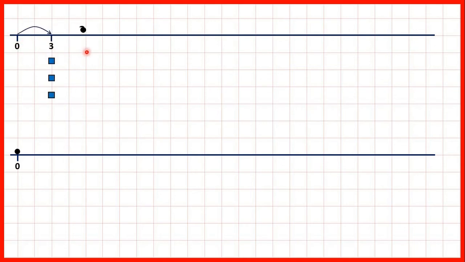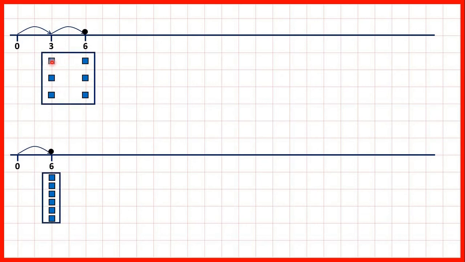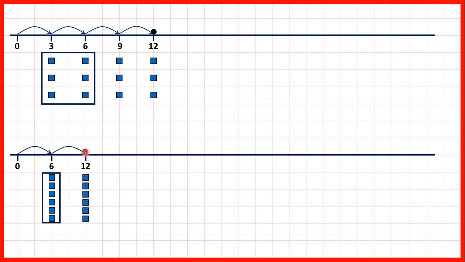So we have 3, then 6, and then the 6 times table, we start with 6. Now we've got 6 counters altogether for 2 times 3, and we've got 6 counters for 1 times 6. Now if we keep going, we have 9, and then 12, and if we keep going with our 6 times table, 2 times 6 is 12. You can see that we've now got 6 more counters in our 3 times table, and then of course we've got another 6 counters in our 6 times table as well.